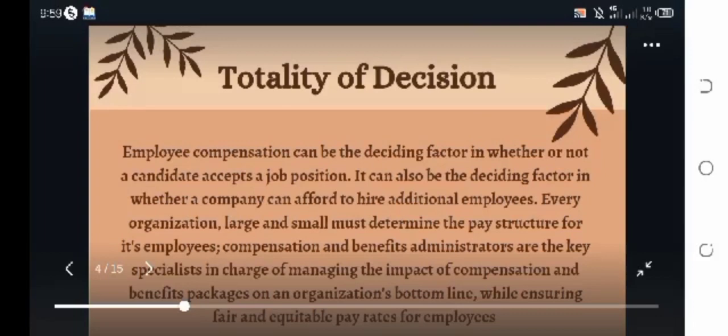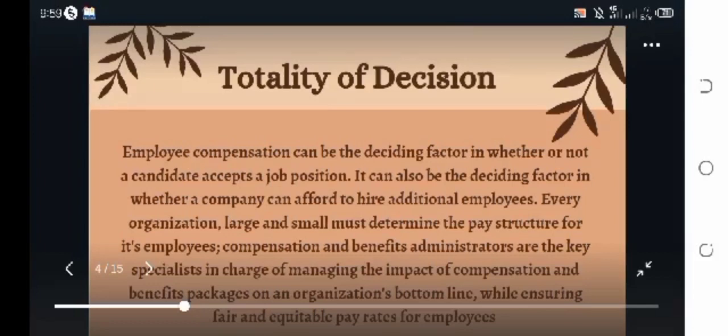Totality of decision. When we say totality of decision, it refers to considering all aspects and factors before making a choice. It means taking into account all the information, options, and consequences to make the best decision possible. Also, it involves a comprehensive and thorough evaluation process.